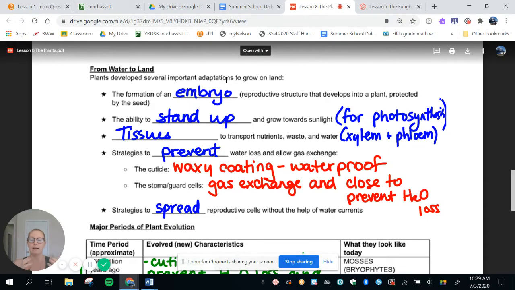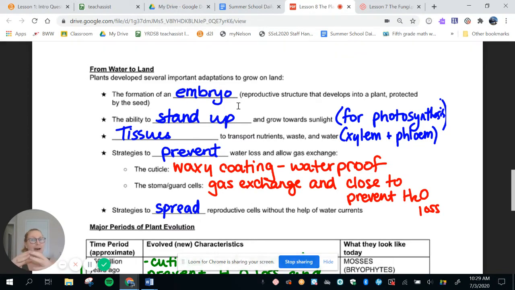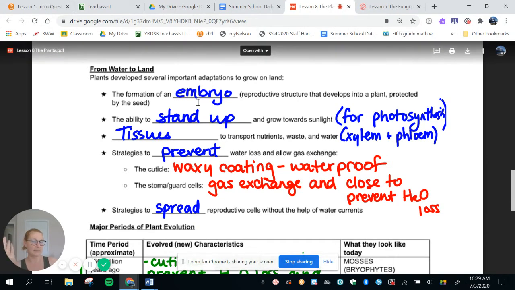So if we're thinking of a plant moving from the water onto the land, it's going to need some help actually retaining water for itself. So the first one I have here is formation of the embryo protected in a seed. So think about seeds that you even buy from the store. They remain in that package for a really long time. They're like dried up seeds. And yet, when you plant it in your garden, it's able to somehow grow. So the embryo in the seed is what allows that to happen.